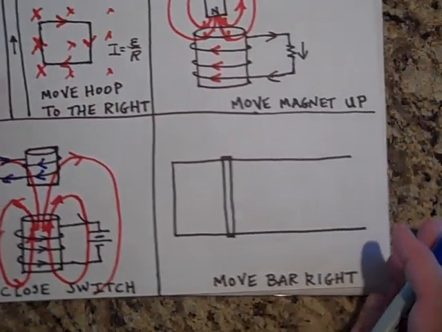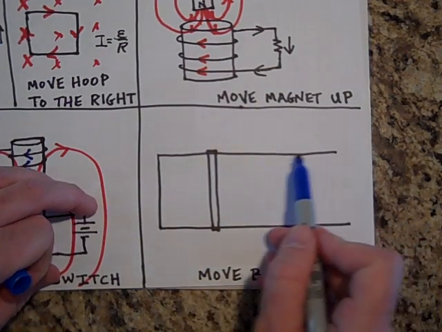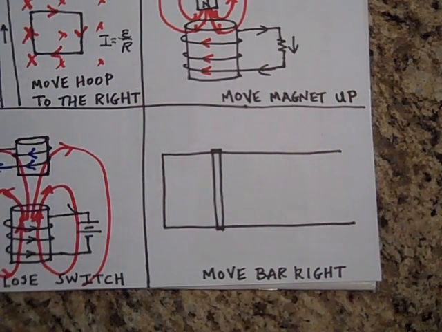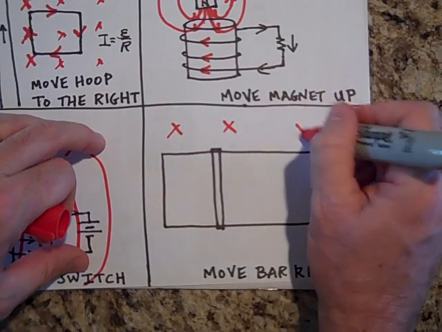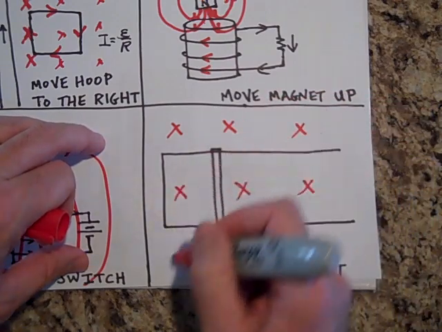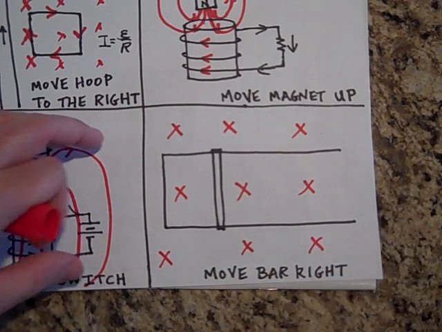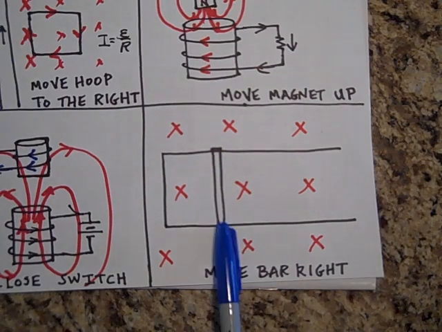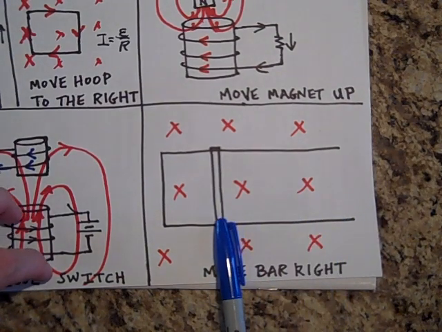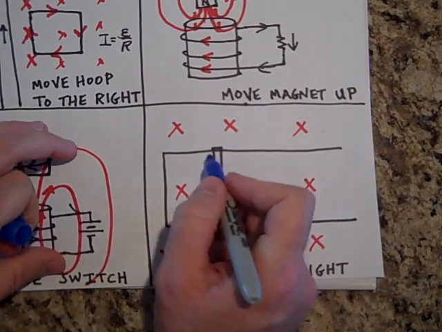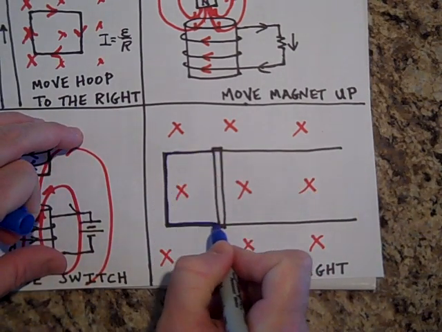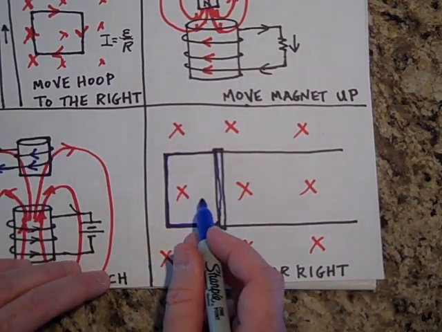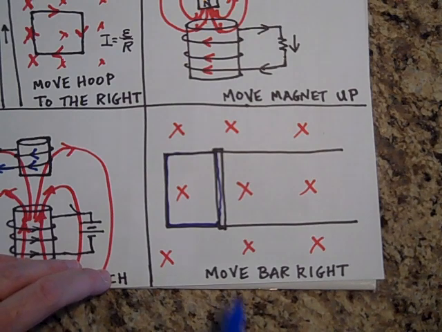Okay, another one. Now we have this piece of wire that's like that, and I'm going to put the field going into the page. We can say it's a uniform magnetic field, and we're going to move the bar to the right. If we move the bar to the right, this is our hoop, a closed hoop. This bar is metal, and as it moves to the right, won't there be more X's being added? There sure will be.